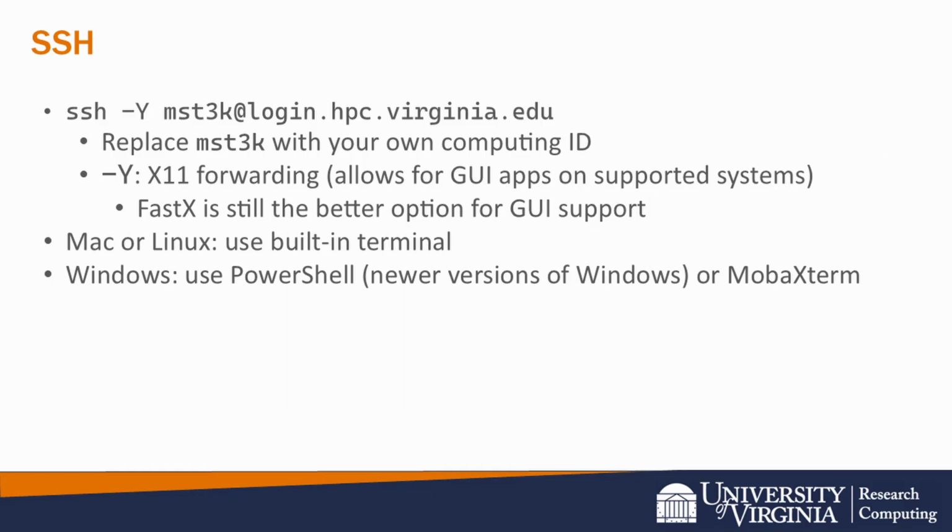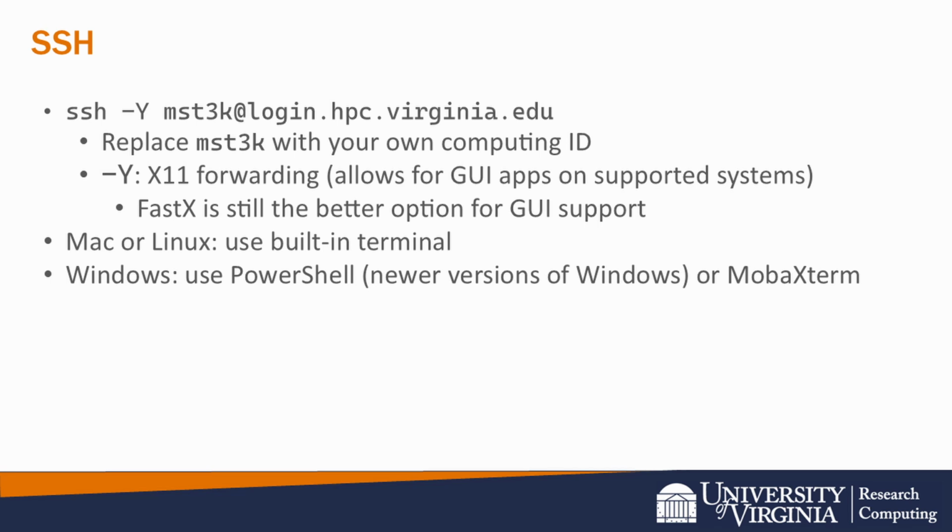The last method of accessing HPC is connecting through the terminal using SSH. You would use this command: ssh -Y, your computing ID at login.hpc.virginia.edu. The -Y option enables X11 forwarding, which allows you to use GUI applications through the command line on supported systems. However, it's slower than using FastX, which we recommend for GUI applications.